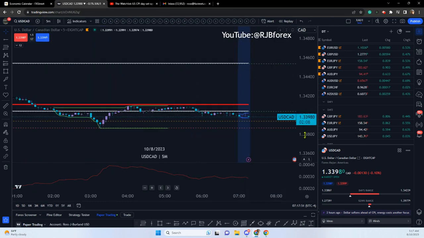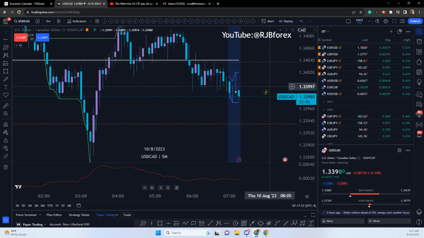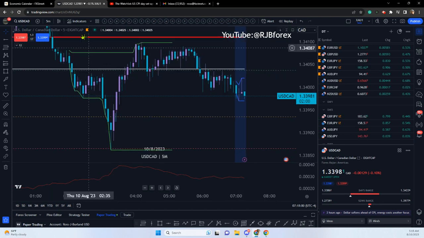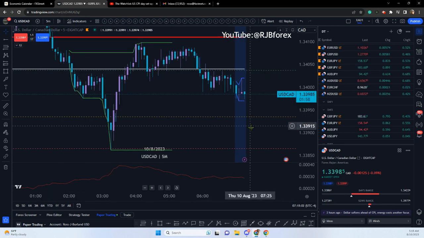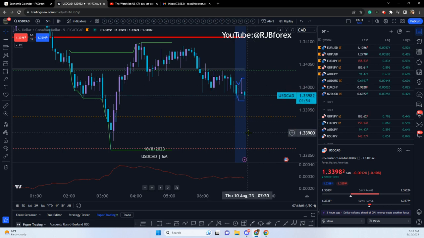That CAD is slipping away. Could be a scalp there on the CAD, guys. It's in a broken down market to come in on those longs from London.